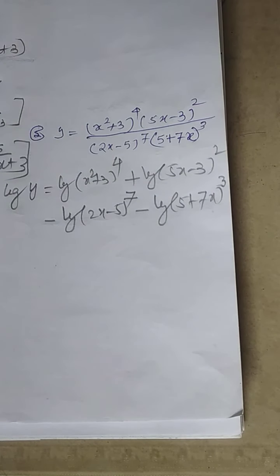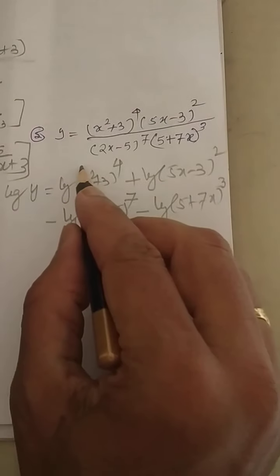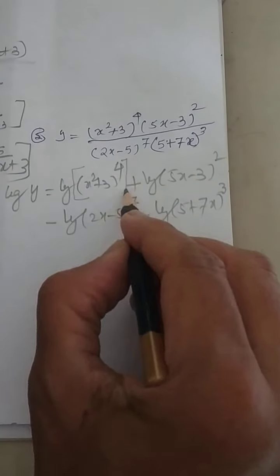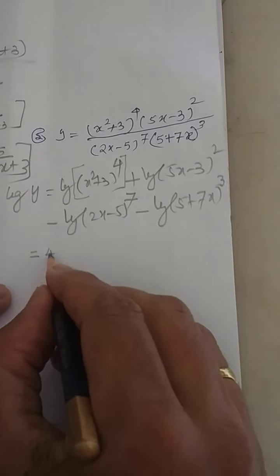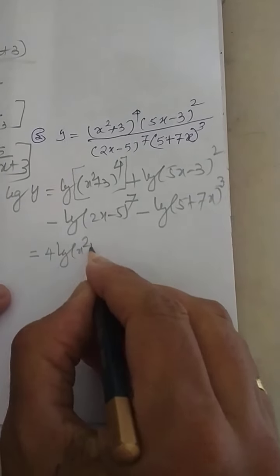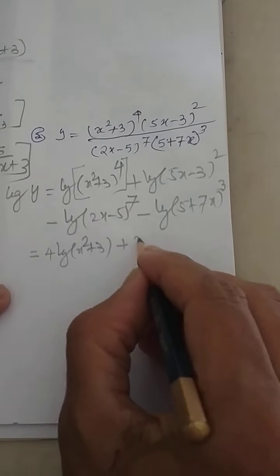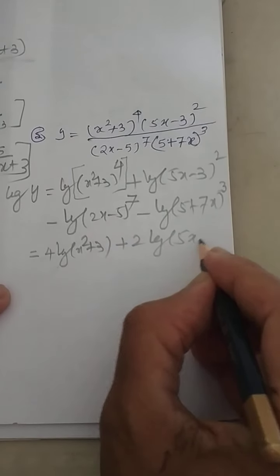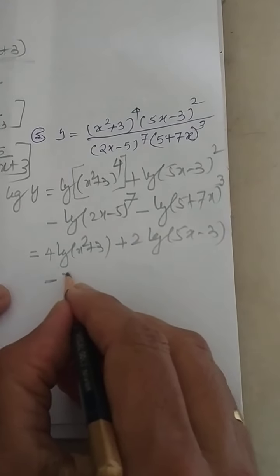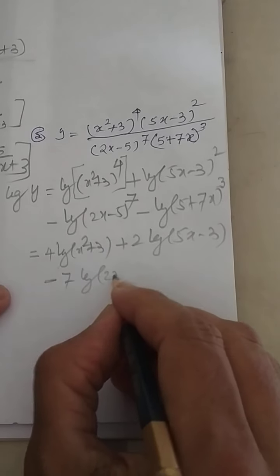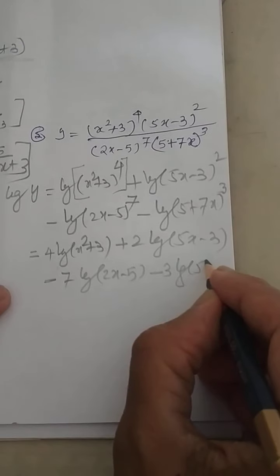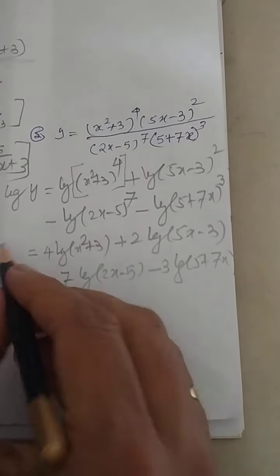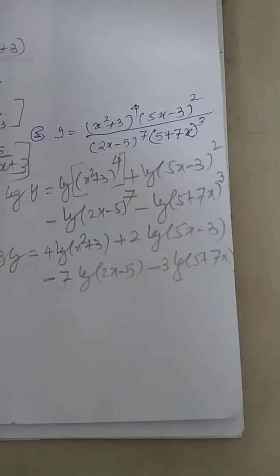Logarithmic differentiation can be done whenever the given expression is simplified completely. There is a scope you can write this in the simplest form. What is that simplest form? It is nothing but 4 log of x square plus 3 here plus 2 log of 5x minus 3 minus 7 log of 2x minus 5 minus 3 log of 5 plus 7x. This is the value of log y.